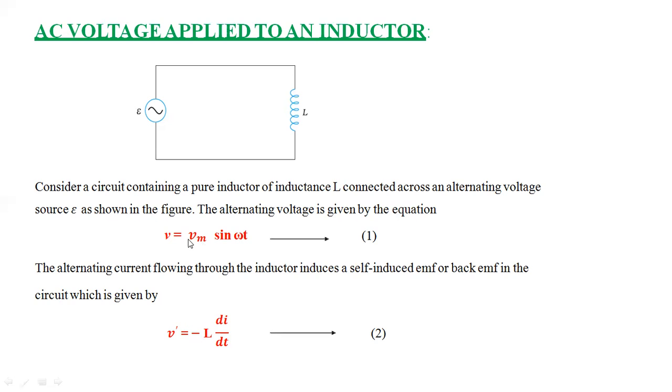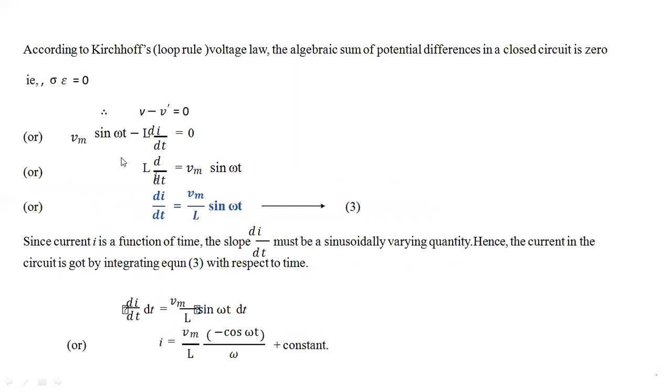But V is equal to Vm sin omega t, plus minus L di by dt, equal to zero. So you get Vm sin omega t minus L di by dt is equal to zero. So L di by dt is equal to Vm sin omega t. Dividing both sides by L, di by dt is equal to Vm upon L sin omega t. Since current I is a function of time, the slope di by dt must be a sinusoidally varying quantity.